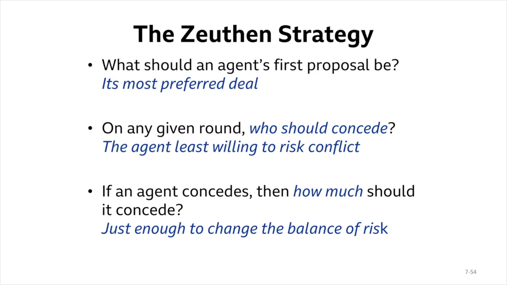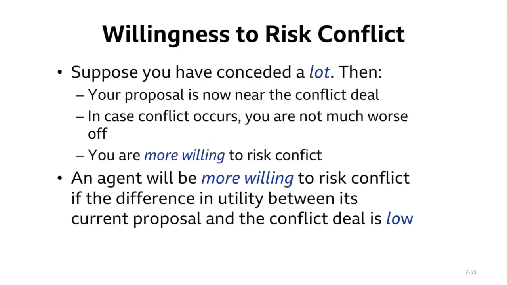And if it is my turn to concede, then I should concede the least amount to change the balance of risk so that on the next turn, it is the other agent's turn to make a concession. The way to think about the willingness to risk conflict is that if you've conceded a lot, then your proposal is now near the conflict deal. In case conflict occurs, you're not much worse off, so you are more willing to risk conflict.